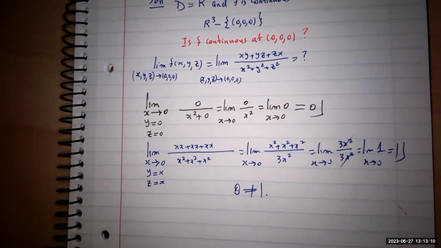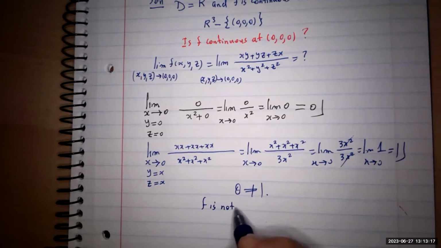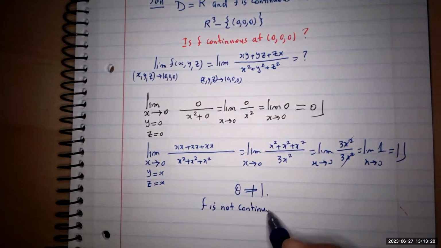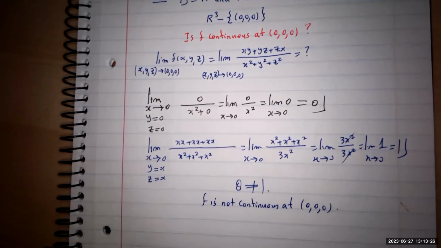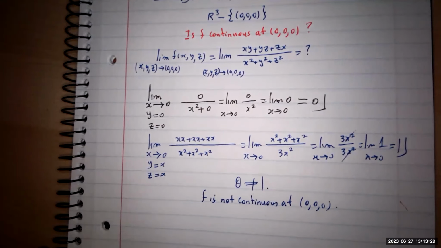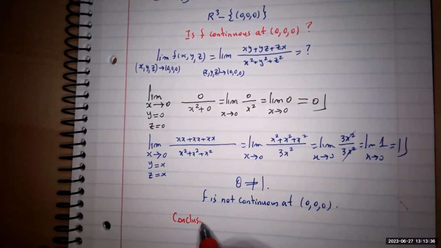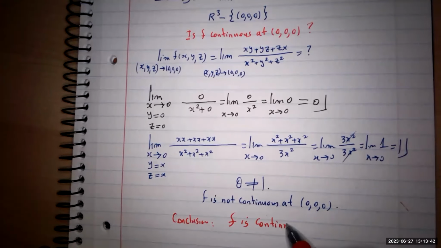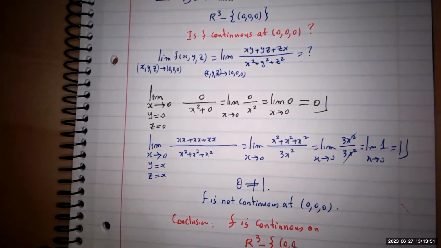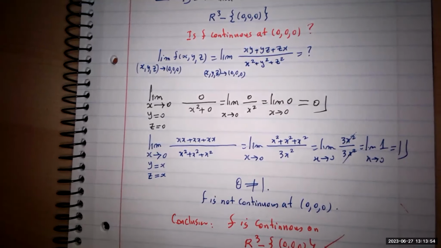So this function is not continuous at the origin. Okay, so f is not continuous at the origin, at the (0, 0, 0). So the conclusion is that this function is continuous everywhere in space except the origin. Okay, so the conclusion is f is going to be continuous on all the points in space except the origin. This is the way you write it down. That gives you the final answer.